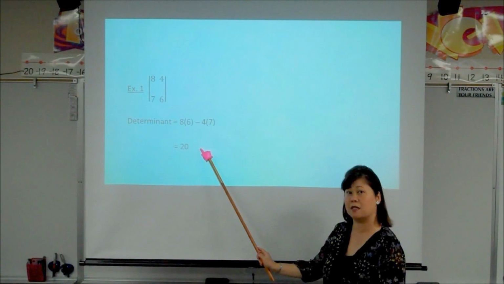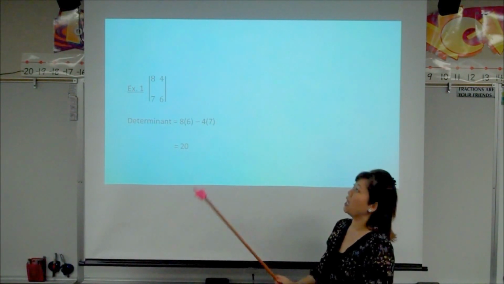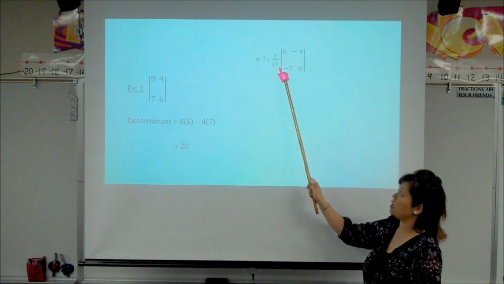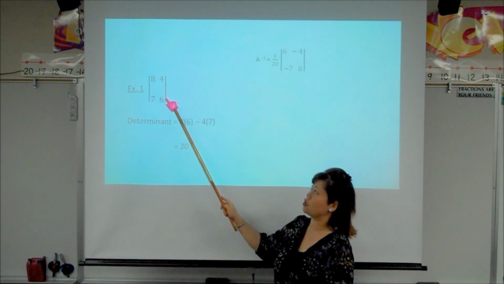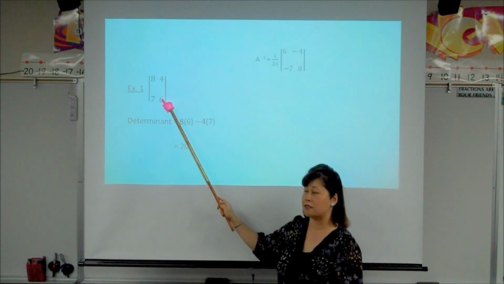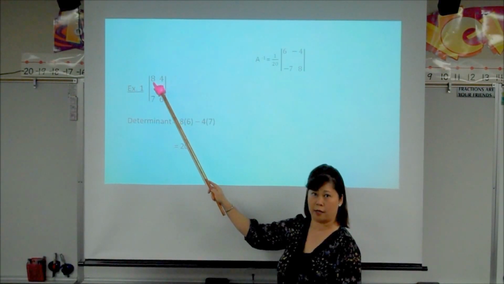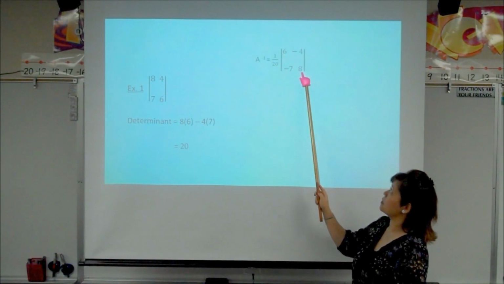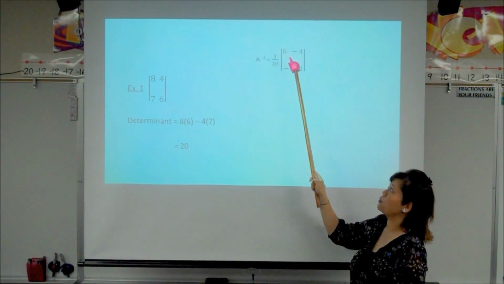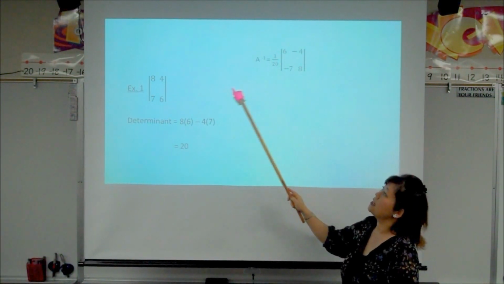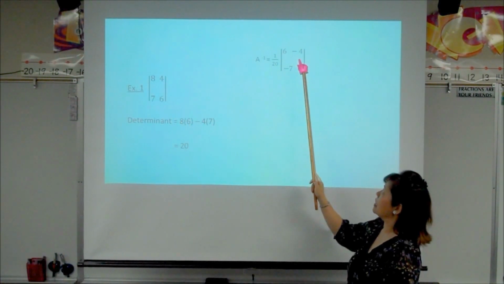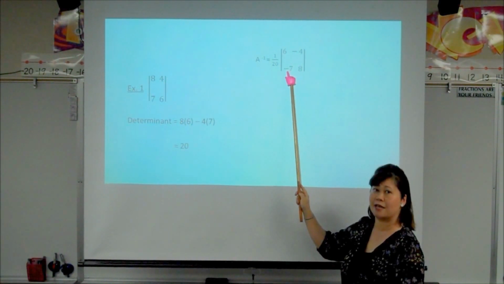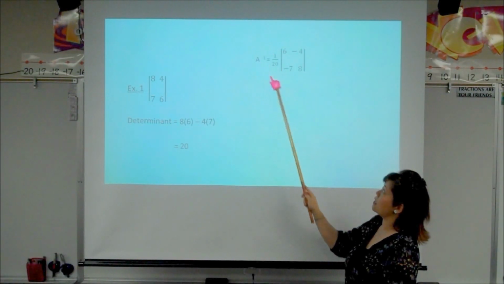Now to find the inverse, I take the 20 and go 1 over 20, because that was the determinant. We switch the 8 and 6 positions. If it was negative or positive, you go along with it as well. The 8 and 6 are positive, so that doesn't matter for us, but we switch their positions. The 4 and 7 do not switch positions, but they have negatives. So that's the setup right here.